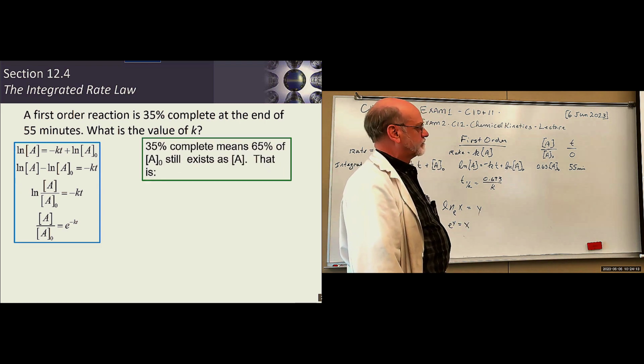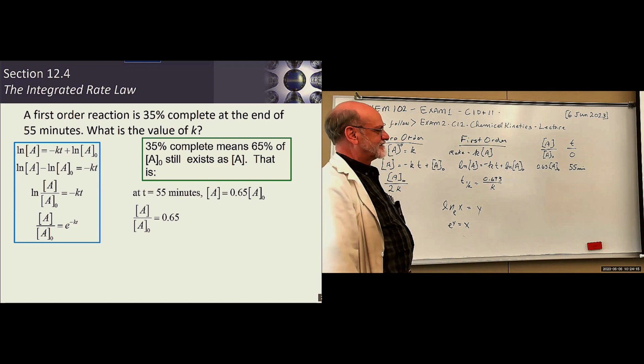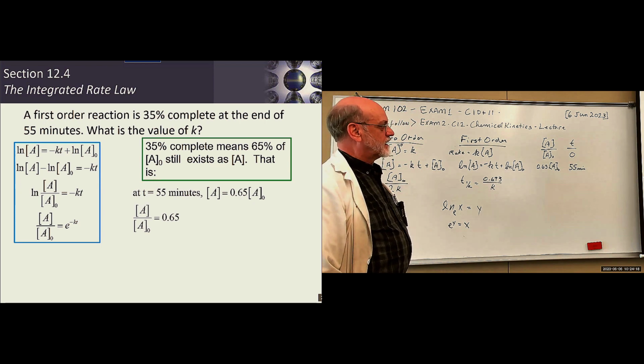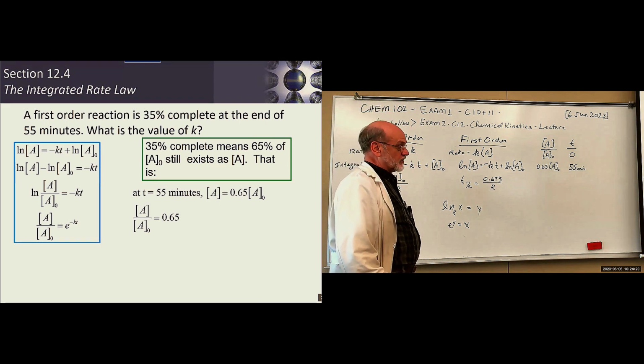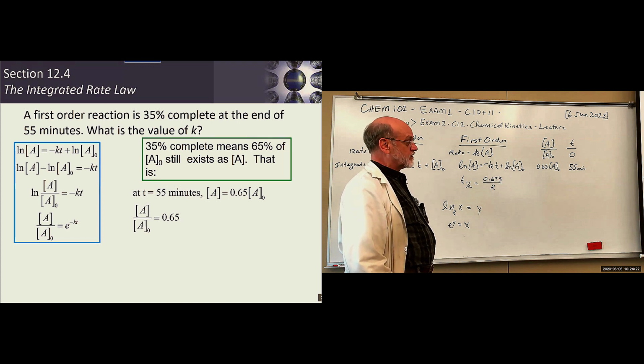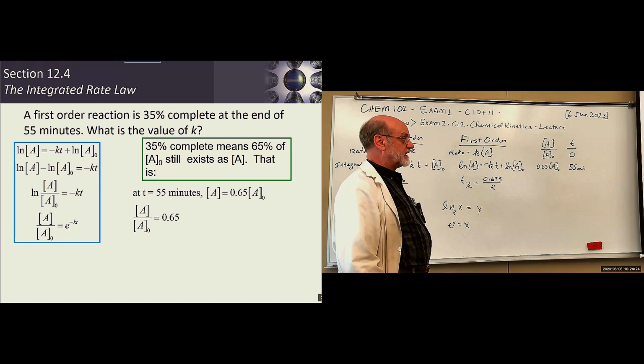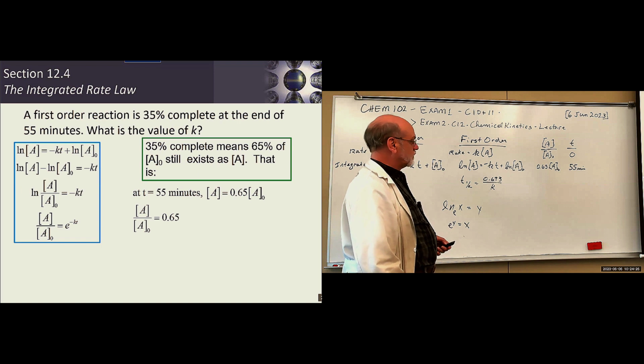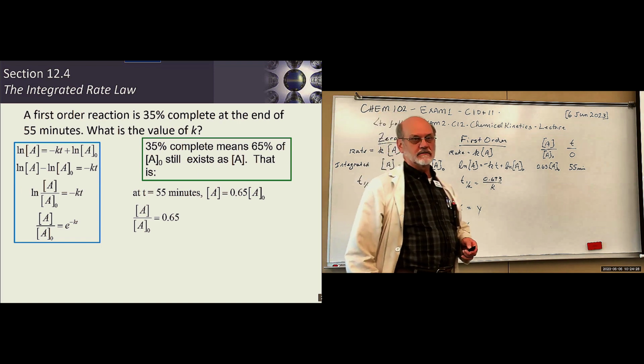There we go. So there we have A over A0 is 0.65. Now we know that 0.65 equals e to the minus kt. Well, do we know what t is? Yeah, it's 55.